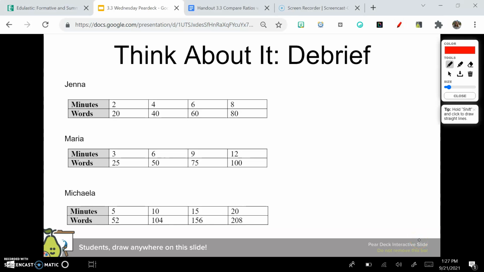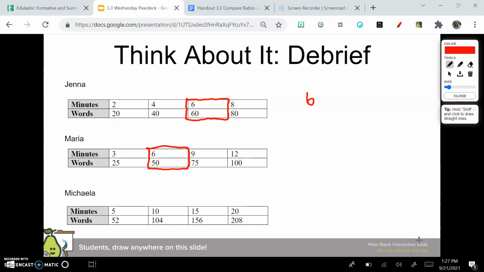When we're looking at Jenna and Maria to see who can text faster, I'm looking at Jenna's minutes and words per minute, her minutes and words per those minutes, and Maria's. I see that in 6 minutes, Jenna can text 60 words. Similarly, I see that Maria, in 6 minutes, can text 50 words.